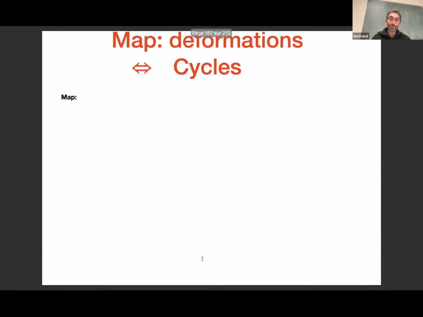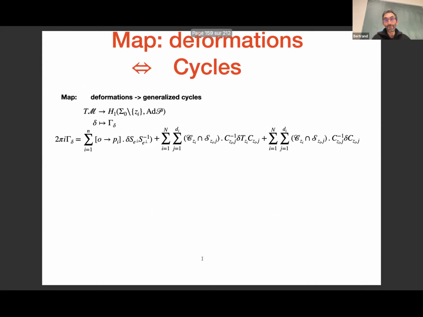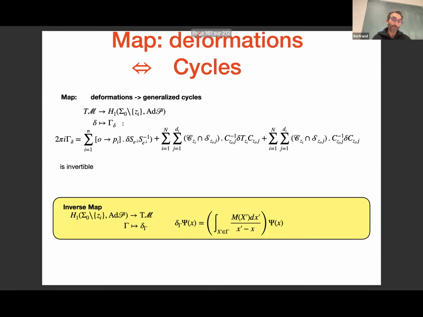So what we have seen so far is that there is a relationship between deformations and cycles. Each time you have a deformation, you can associate to it a generalized cycle. In fact, this map is invertible, and the inverse map is very simple, because every time you have a cycle, you associate a deformation, and you define it by seeing how it deforms the flat section. Once you know how to deform the flat section, you know how to deform everything else, because everything else can be written in terms of flat sections.